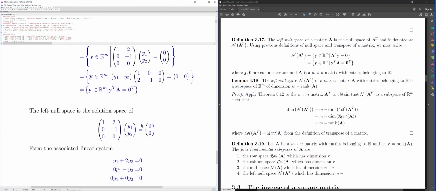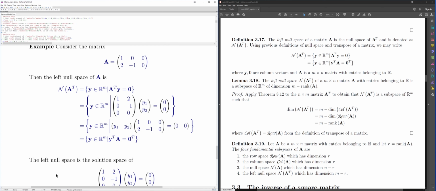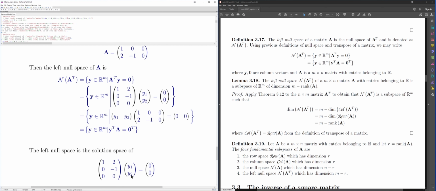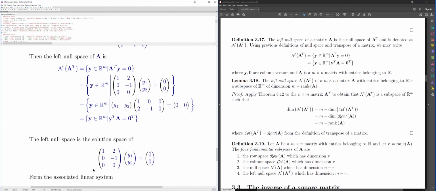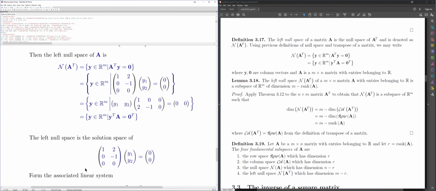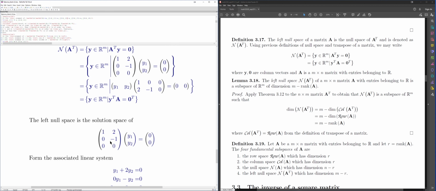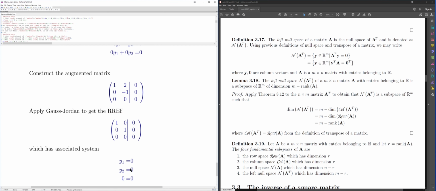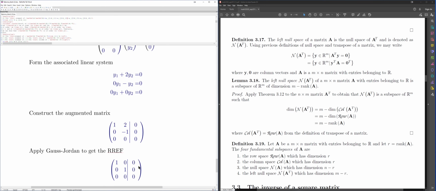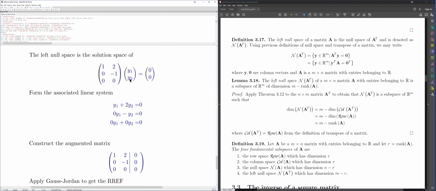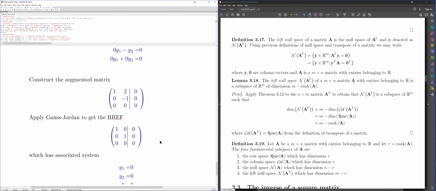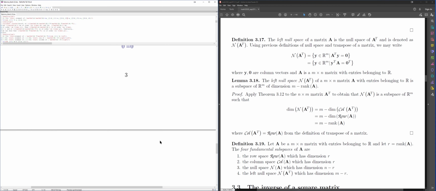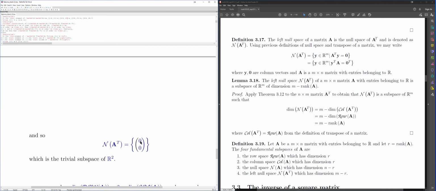So you're given your matrix A, you take the transpose of it, which is this here, and then you find the null space of that transpose. And the null space of this transpose turned out to be y1 is equal to 0 and y2 is equal to 0. So 0 over here and 0 over here. The solution set is 0, 0. So your null space of A transpose is just this 0, 0 over here.